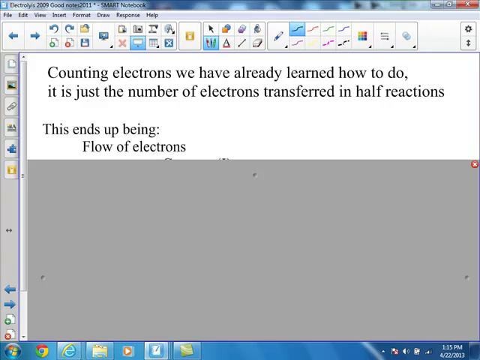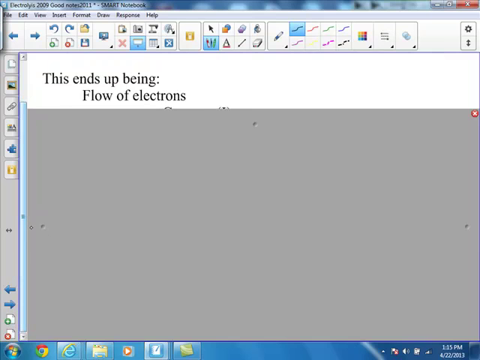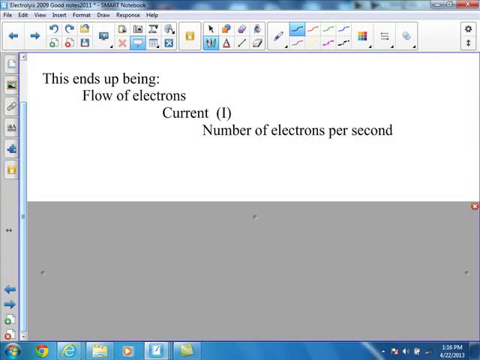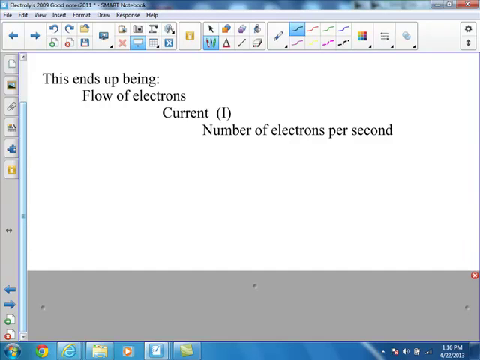We said the flow of electrons was called something last week. What was it? Current. So the flow of electrons is current. We use the symbol I for current. Current is the number of electrons that flow per second.